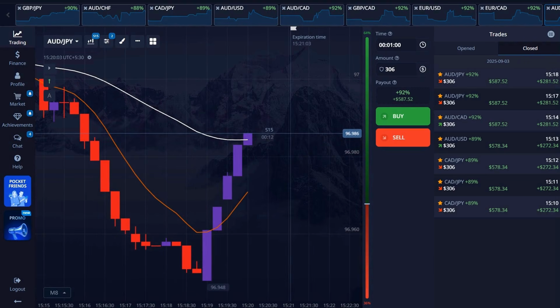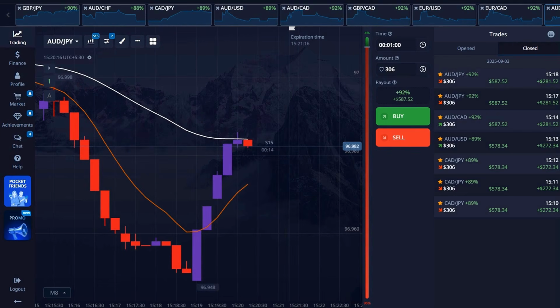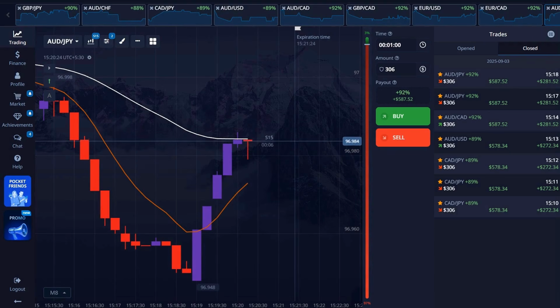All right, traders, that brings us to the end of today's trading session. We took a total of 7 trades, and all of them closed in profit. But remember, this doesn't mean the strategy is perfect. Losses will happen too, and that's why risk management is always the most important part of trading. Use small risk per trade, practice first on demo, and stay disciplined.